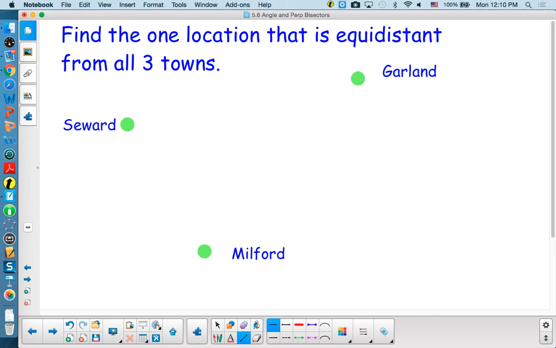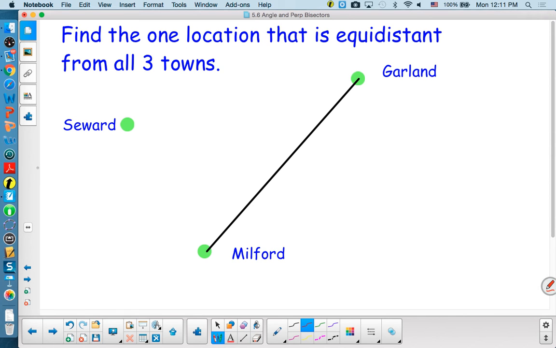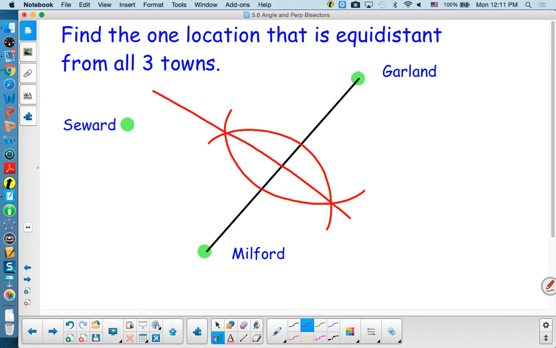So you would go from Milford to Garland and then do the perpendicular bisector. And we will do this construction in a little bit. So with those two, go from Milford and make an arc. Go from Garland, do the same arc, and then connect those. That is the perpendicular bisector of that segment.